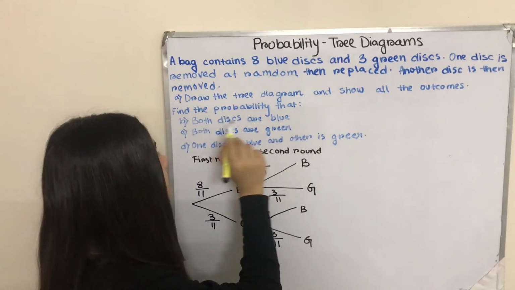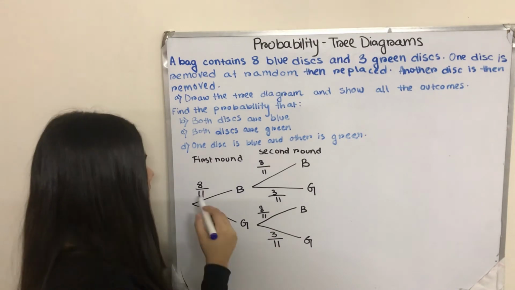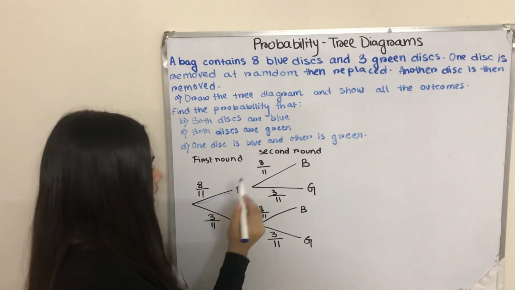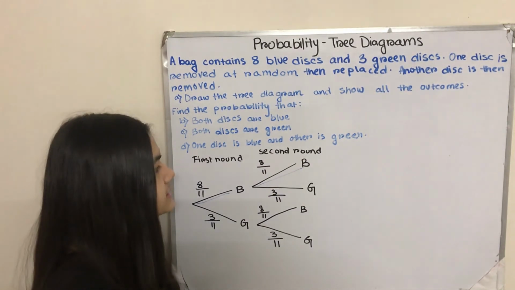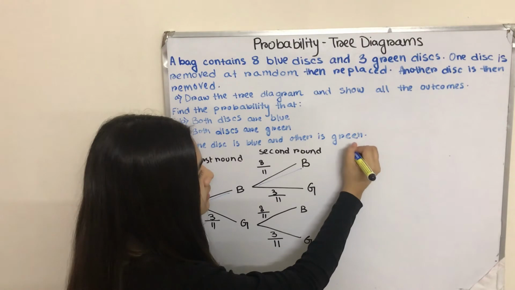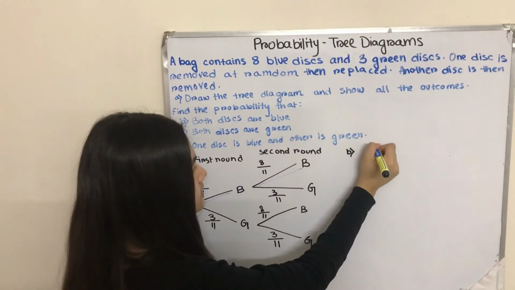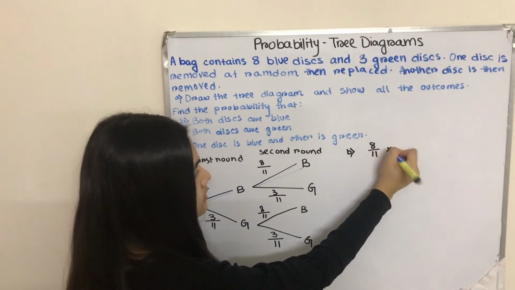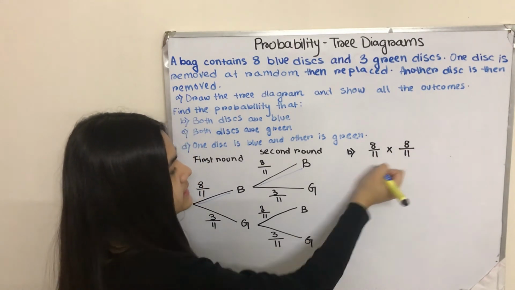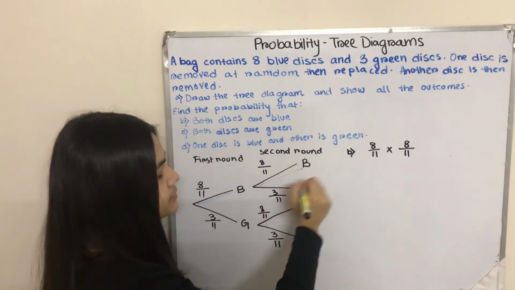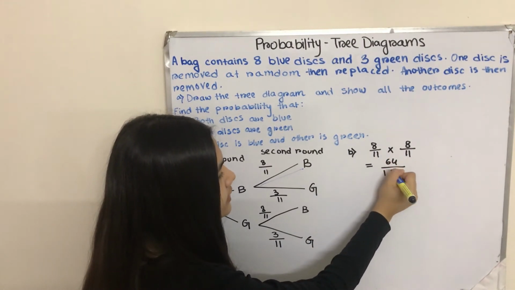Find the probability that both discs are blue. Both discs are blue means this branch and this branch. In case of that, we will multiply. Both discs are blue, so we will multiply 8 by 11 and 8 by 11. We will multiply this together, blue and blue. So this will be 64 by 121.